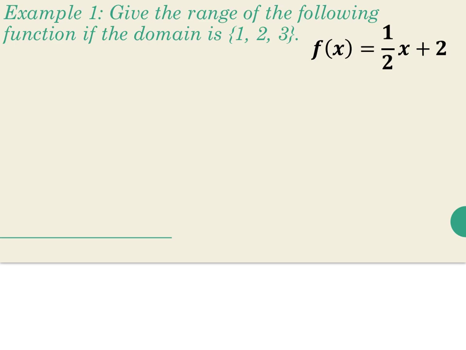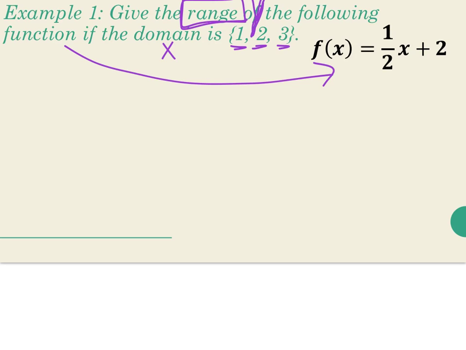So here's our first example. We are going to figure out what the range of the following function is. We're going to find the range if the domain is 1 and 2 and 3. So if you don't remember, domain stands for x and range stands for y. I'm just going to take each of those numbers and plug it into our function.